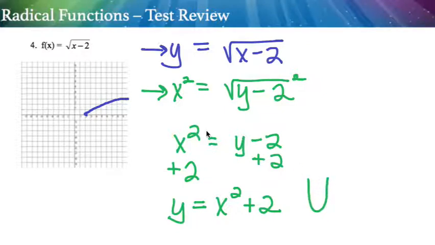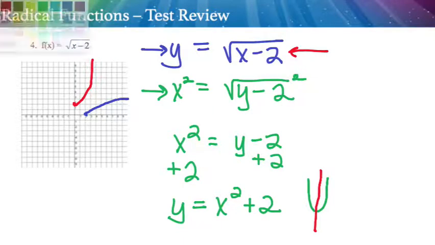Okay. However, because my original equation is supposed to be a square root graph, I don't want all of the parabola. I only want half of the parabola, okay? Because the actual mirror image of this parabola is shifted up 2 and looks like this. So I don't want the other half, okay? My answer is going to be all of this, okay?